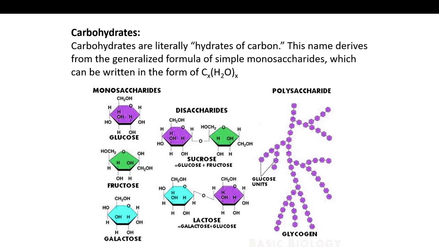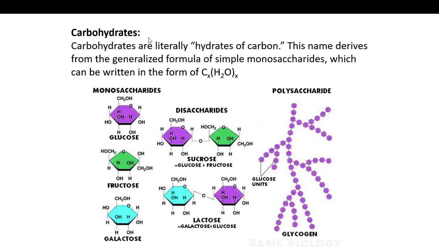From its name only, you can see that carbohydrates are a group of biomolecules which are actually hydrates of carbon. This name derives from the generalized formula of simple monosaccharides, which can be written in the form of CxH2Ox. So if you consider glucose, which we know is a monosaccharide, and replace x by 6 in this formula, you will get C6H12O6, that is the formula of glucose.